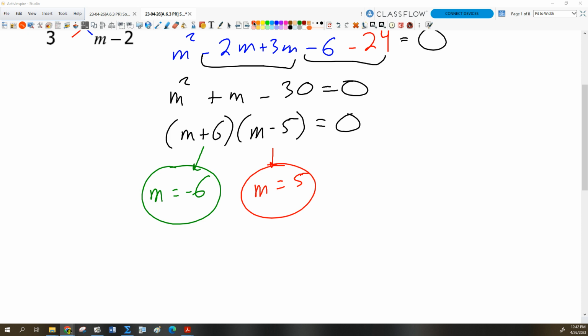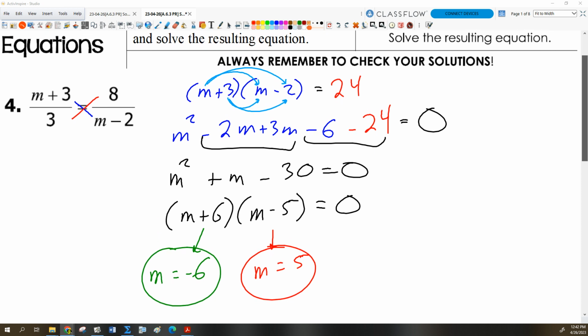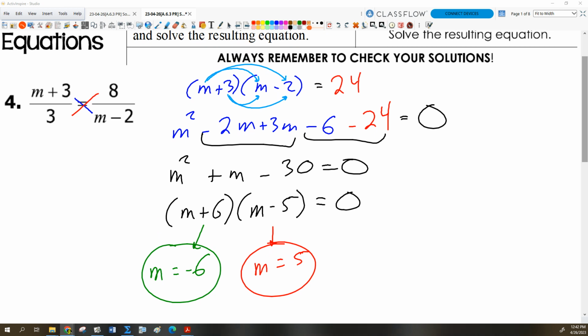Okay, but we got to check our solutions, right? Now we'll talk about that. So we got to check the solutions. We plug them back into the original equation, and let's just see what happens. If I plug in m equals negative 6, what do I get? Well, I get negative 6 plus 3 is negative 3 over 3, which is just negative 1, right? How about the other side? I get 8 over negative 6 minus 2 is negative 8. Well, that's negative 1 equals negative 1, which is true.